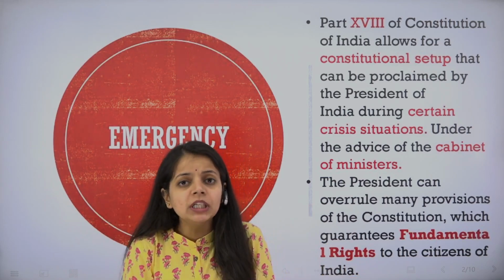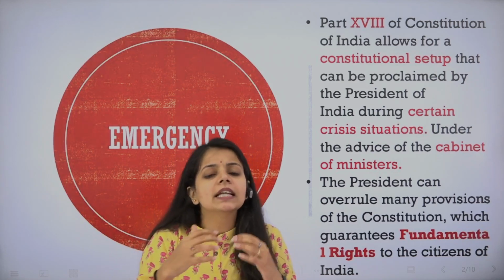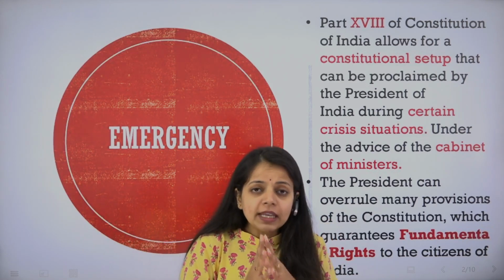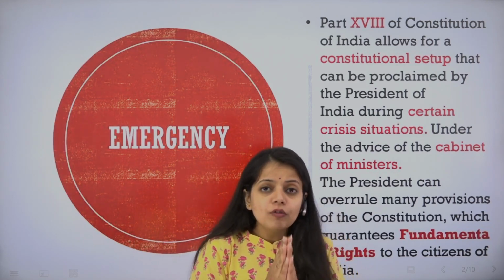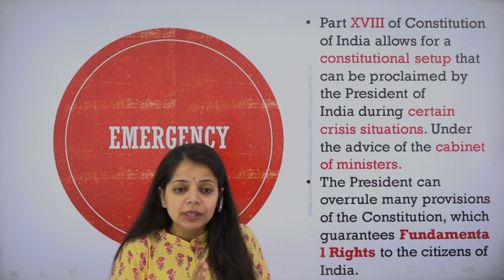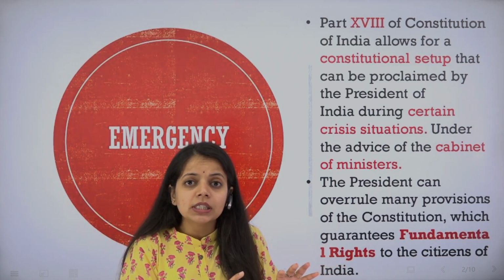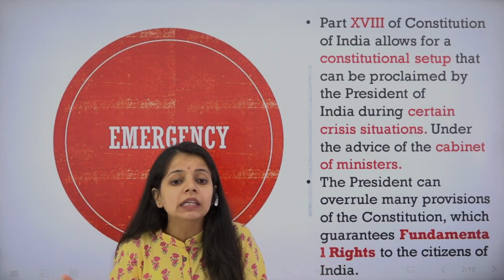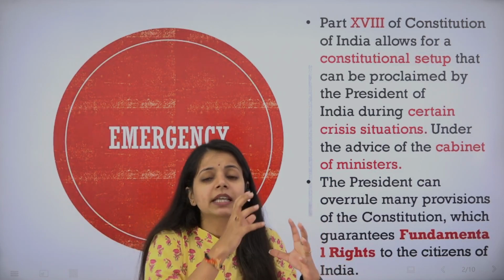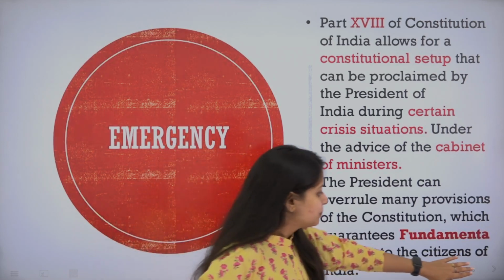This is a very unique feature in itself, but also a very criticized feature, because many times we have seen that the centre opts for it for its own benefit. Okay, so whenever the emergency is proclaimed, it will always be proclaimed after taking the advice of the cabinet ministers. The president can overrule many provisions during this emergency which are related to the fundamental rights. That is, it is considered most heinous because the emergency tends to take away the fundamental rights except for Article 20 and 21.